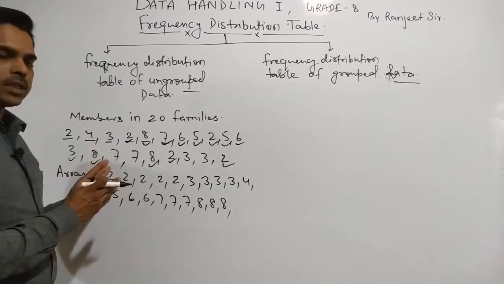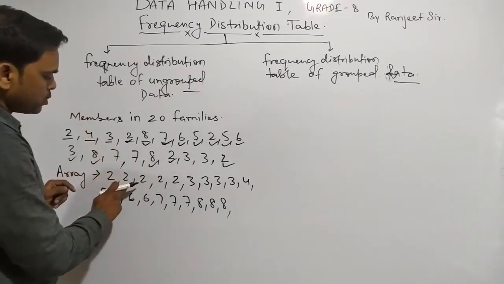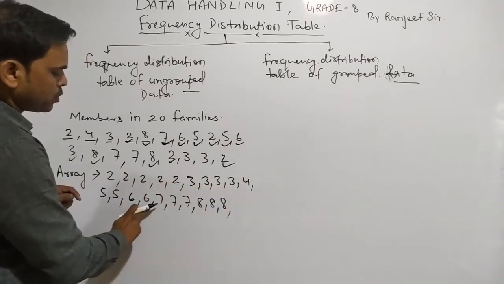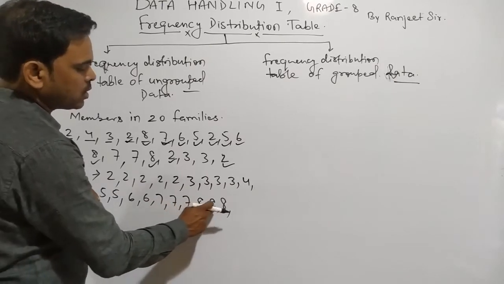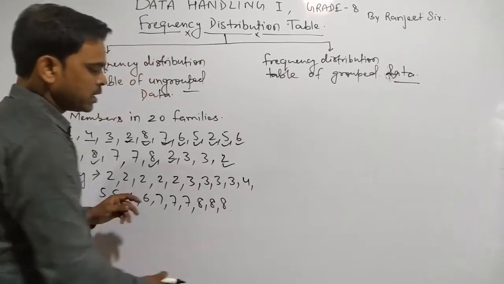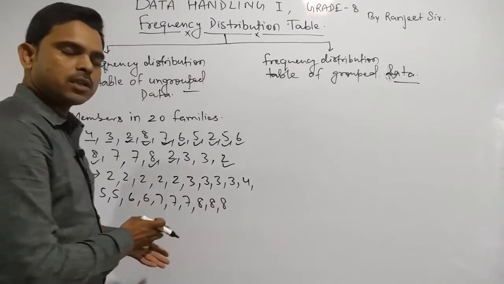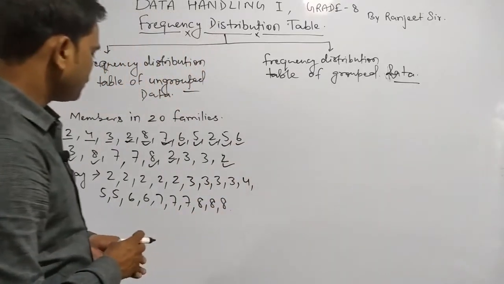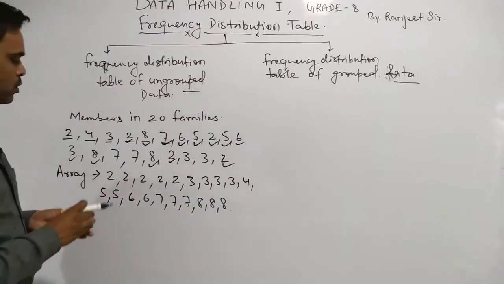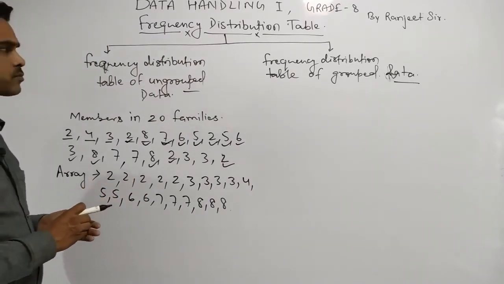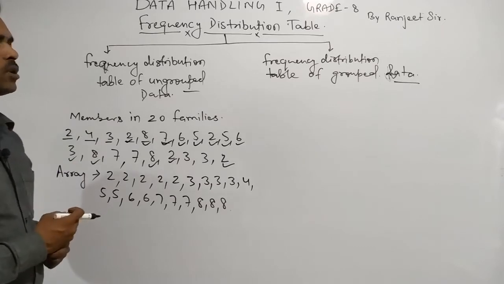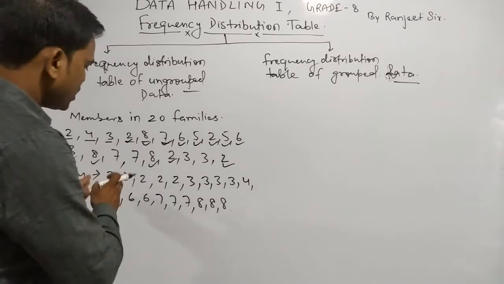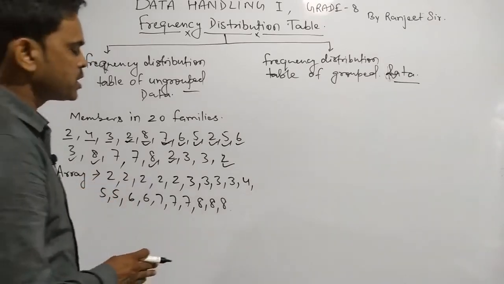We'll check whether I have written all the data or not: 1, 2, 3, up to 20. It means all the numerical facts about the 20 families have been written here. So now the next part is how to make a frequency distribution table of ungrouped data. This one is just an array arrangement in ascending order, which I have done.